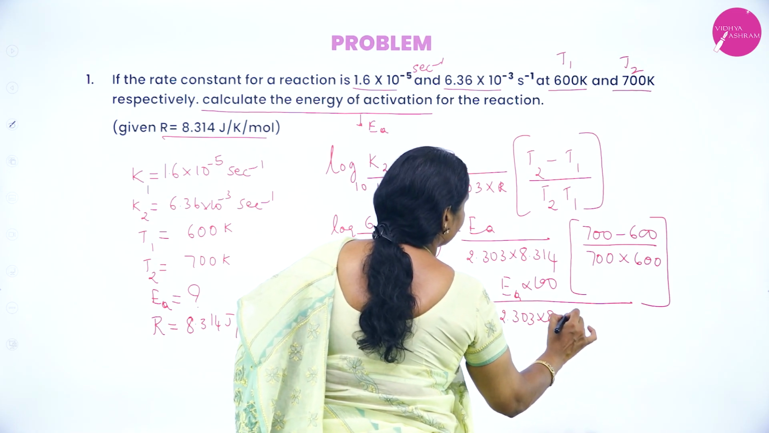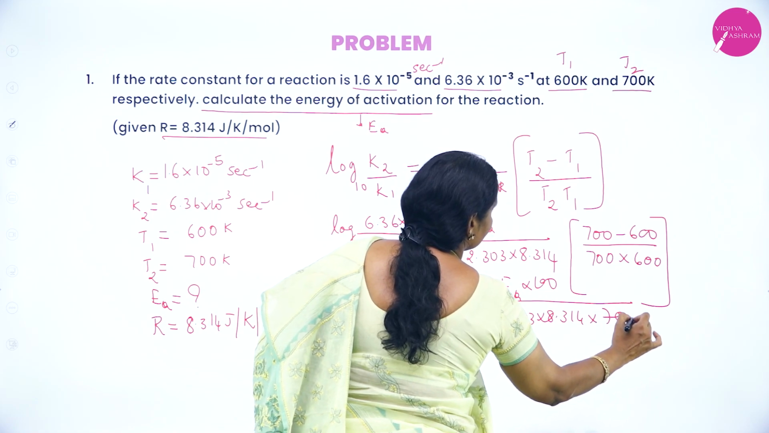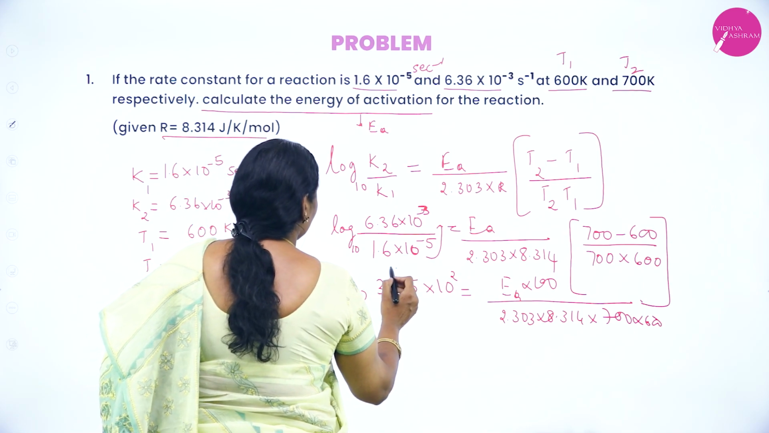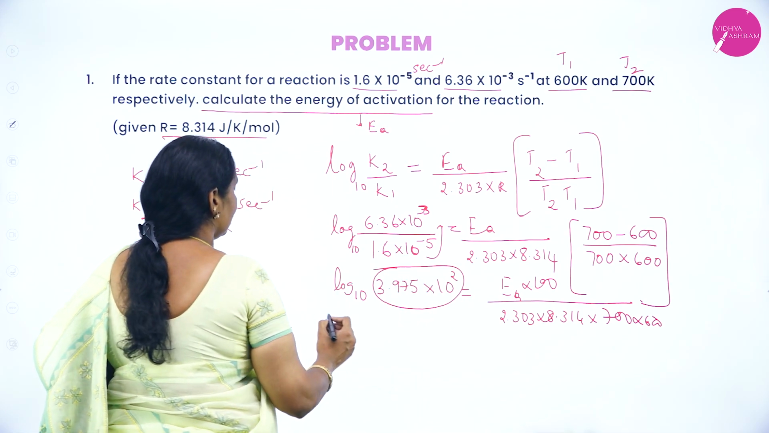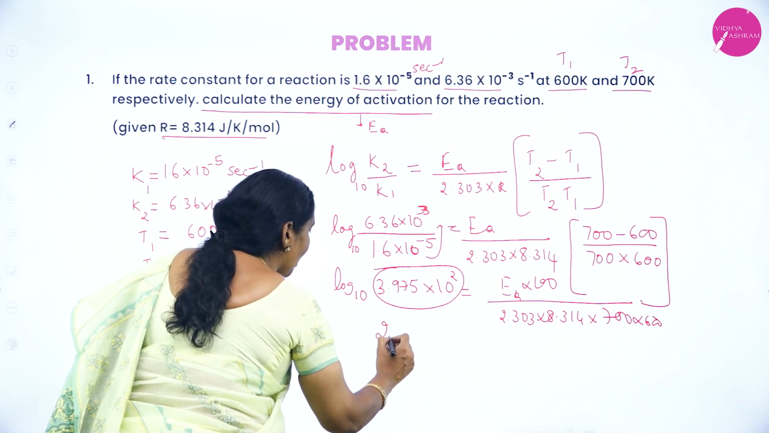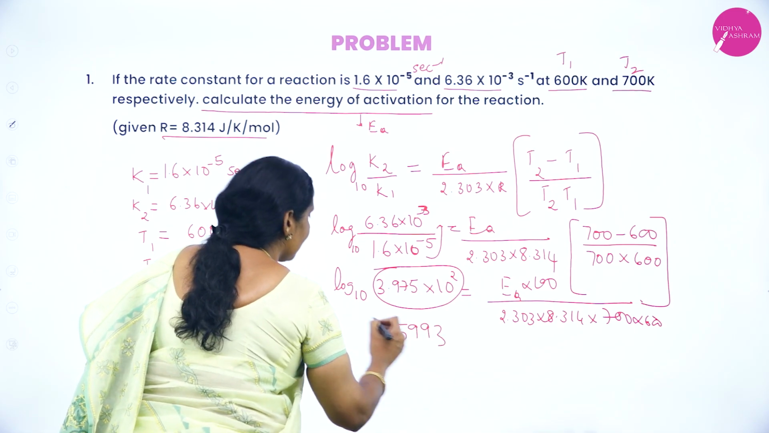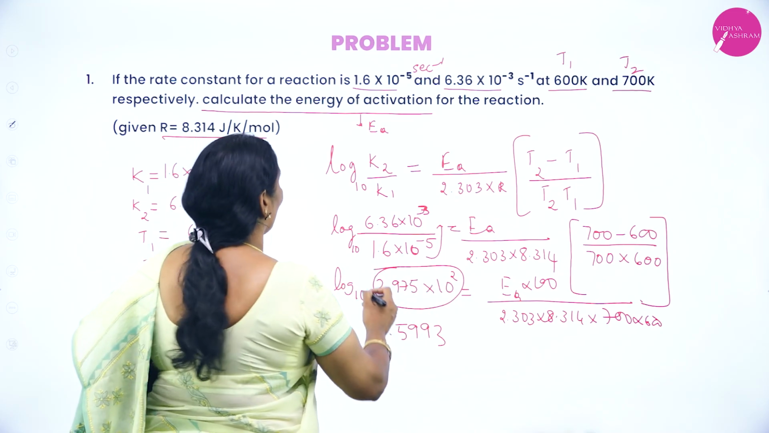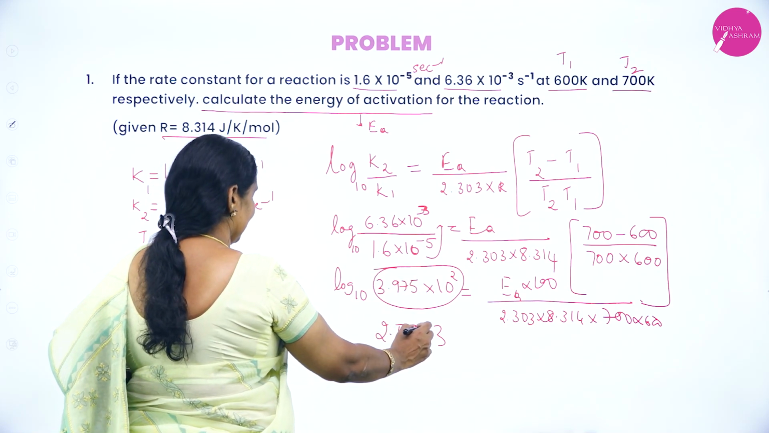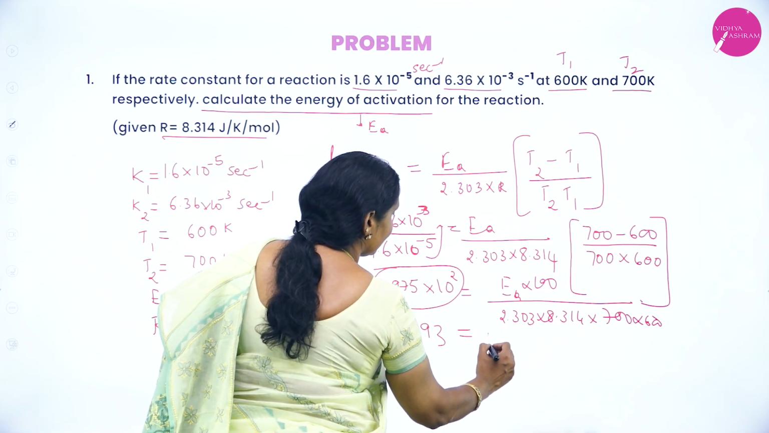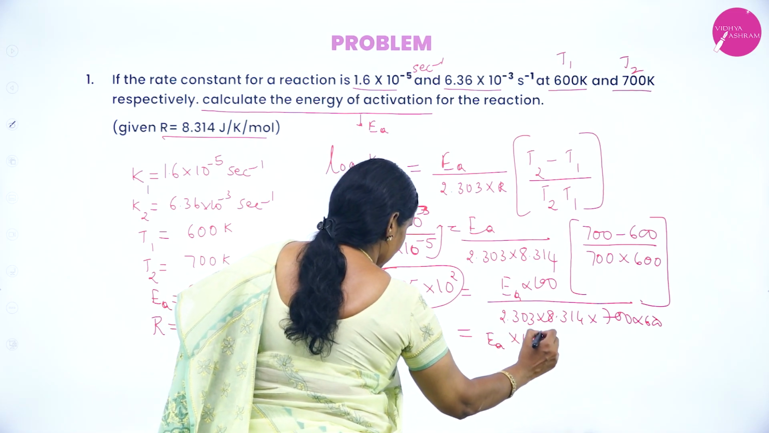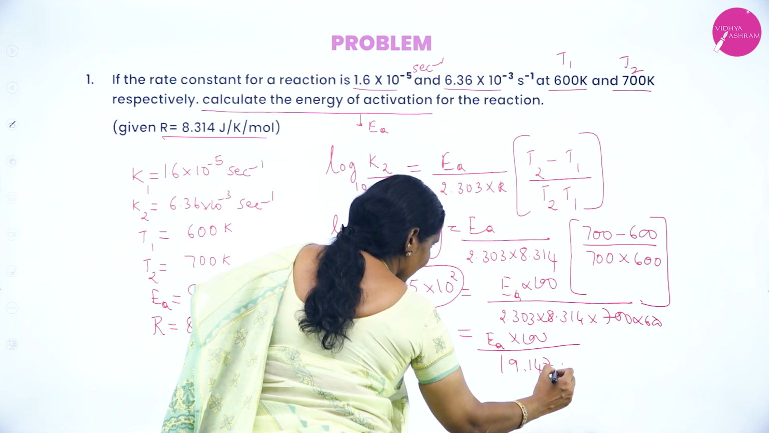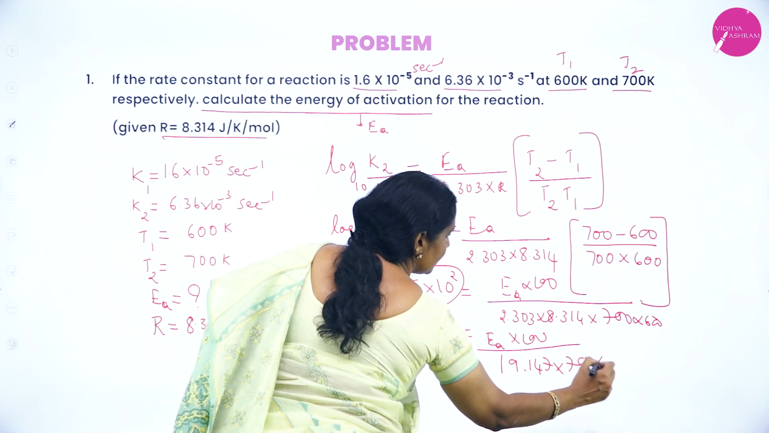2.303 into 8.314 into 700 into 600. Now, when you take the log for this, the value will become 2.5993. What's the value of log of this? You have to see log in your class table or log table. So, what's the log value for this? 2.5993, which is equal to EA into 100 divided by, if you multiply this, 19.147 into 700 into 600.